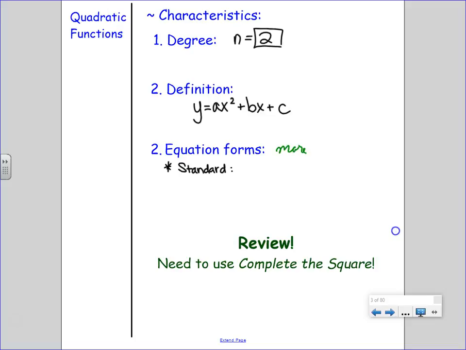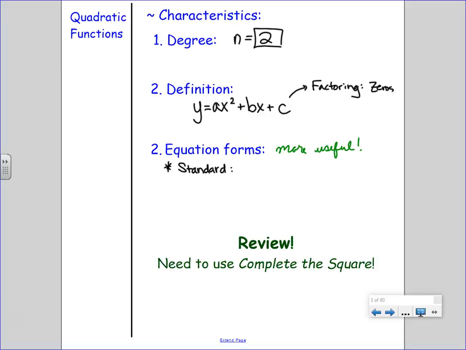However, there is a much more useful form of the equation. But the problem is, it takes a little bit of work to get there. ax squared plus bx plus c is great for a few things. This form is really good for, first of all, factoring. And we use factoring to find specifically zeros. So this form is really good for factoring and finding x-intercepts.